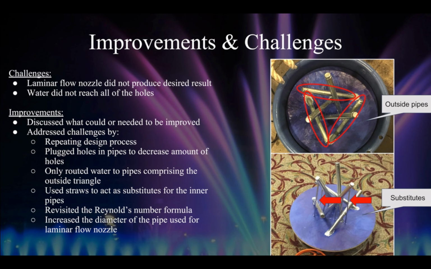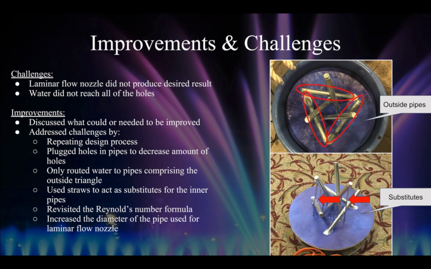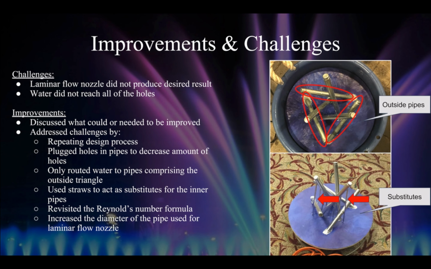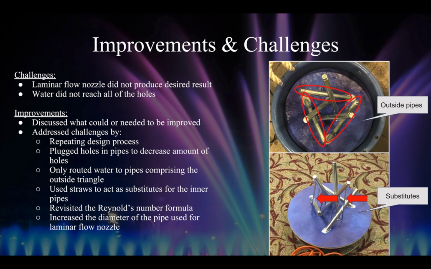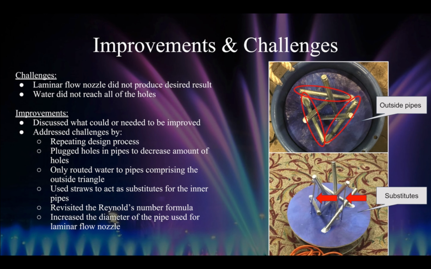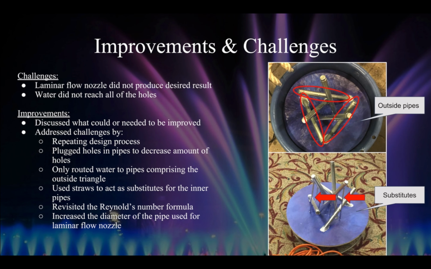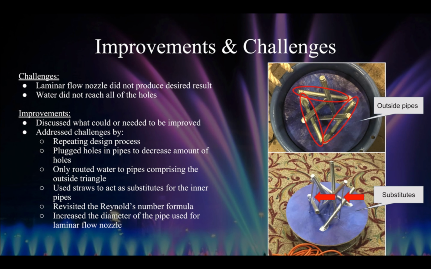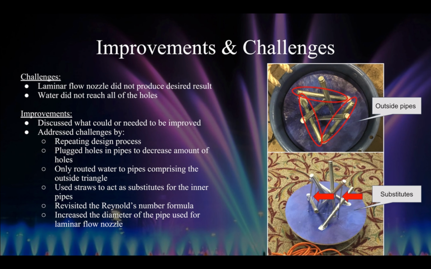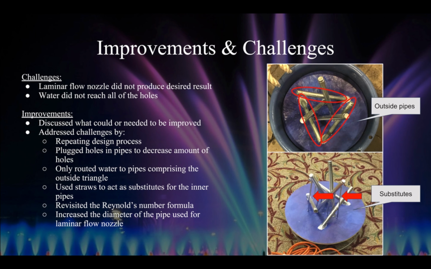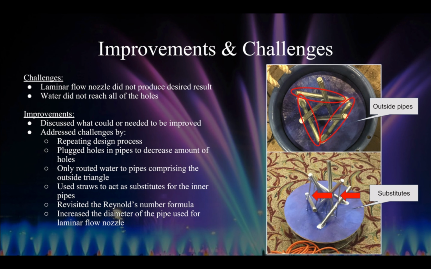Then, we proceeded in addressing the challenges we faced by repeating a general form of the design cycle, going through a new process of planning, constructing, and testing. To make sure that we reached a good portion of the holes we drilled, we plugged some of the holes in the pipes to decrease their number and the rate at which water would be exiting the pipes. Additionally, we routed water only to the pipes that made up the outside triangle formed by the pipes.